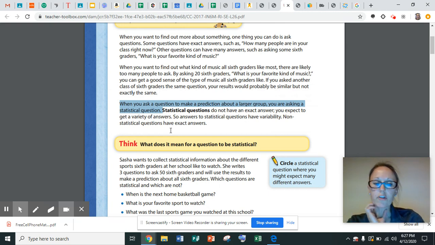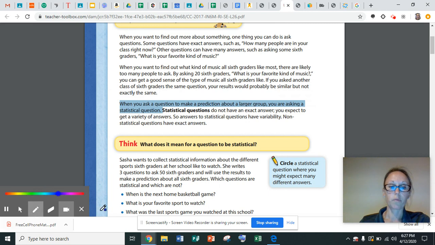So when we look at that first question, it says, when is the next home basketball game? Well, that would have an exact answer. So that cannot be a statistical question. So it wants us to circle a statistical question where you might expect many different answers. The next one says, what is your favorite sport to watch? Well, we're going to get a lot of different answers for this one. So I would circle this one because it's going to have variability.